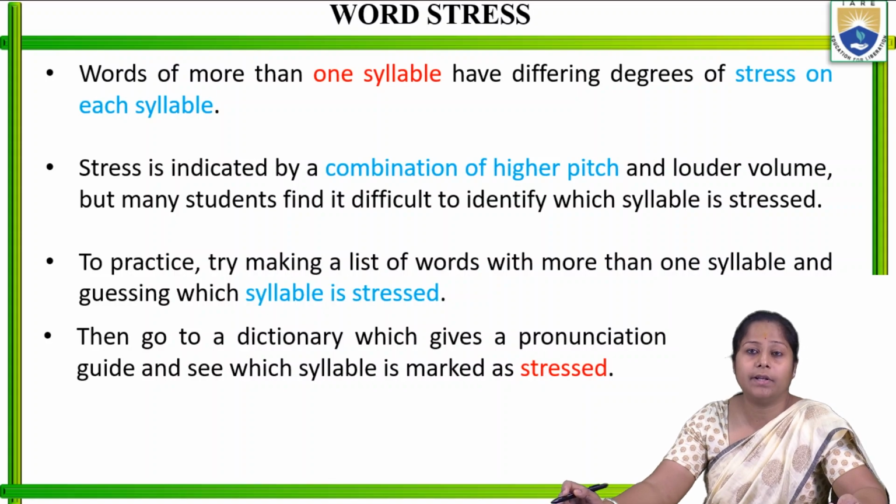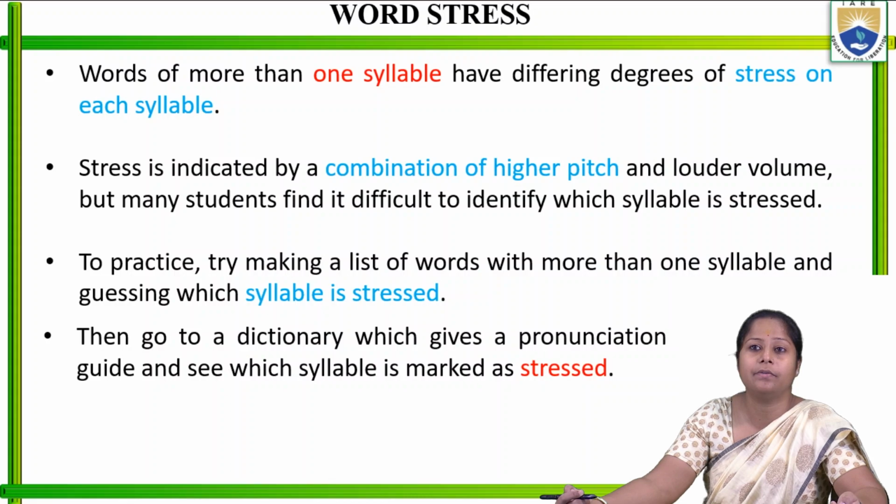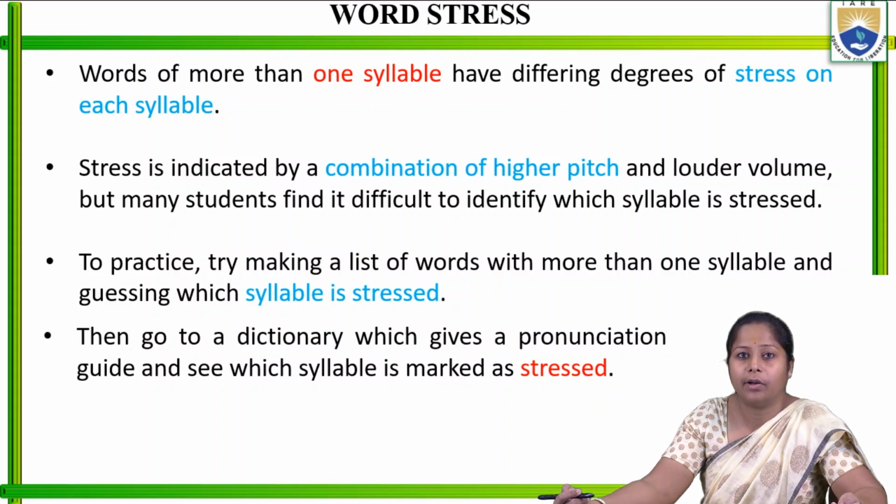Words of more than one syllable have different degrees of stress on each syllable, and that is categorized as word stress. Whenever words have more than one syllable, we give different degrees of stress to each syllable. Stress is identified by a combination of high pitch and louder volume. But many students find it difficult to identify which syllable is stressed.